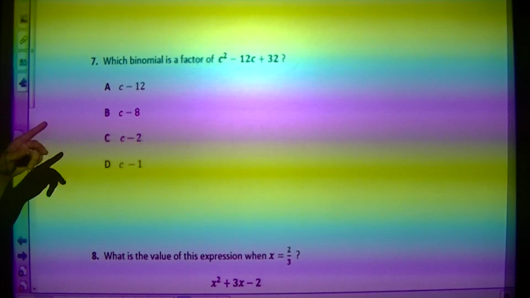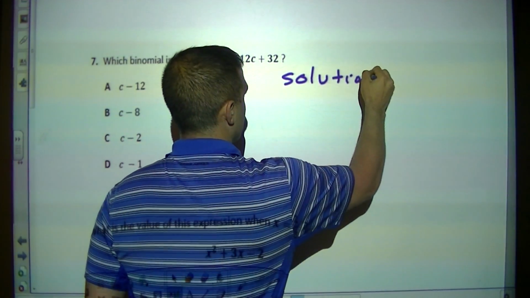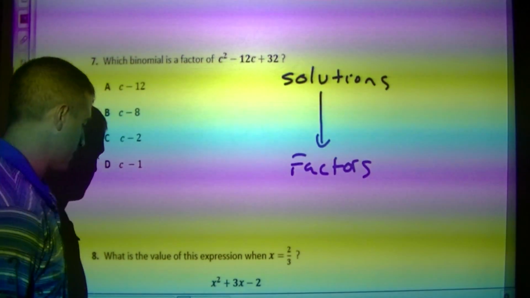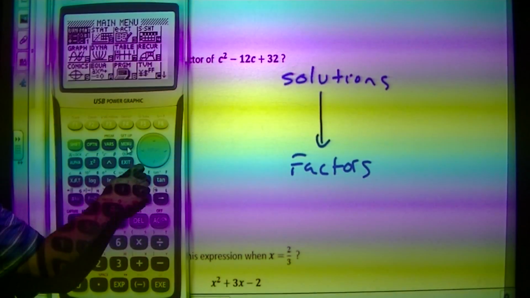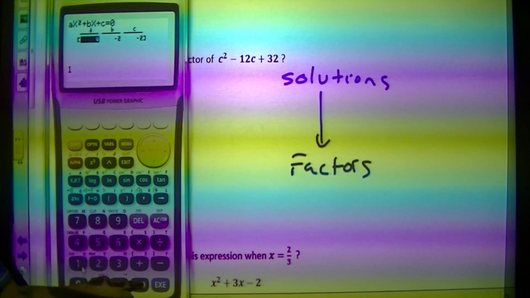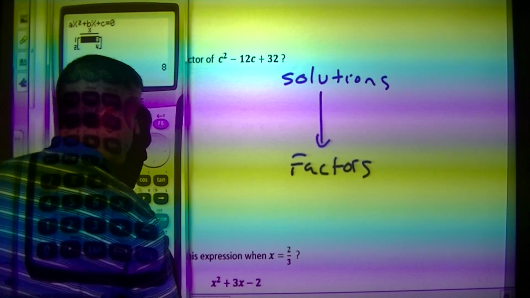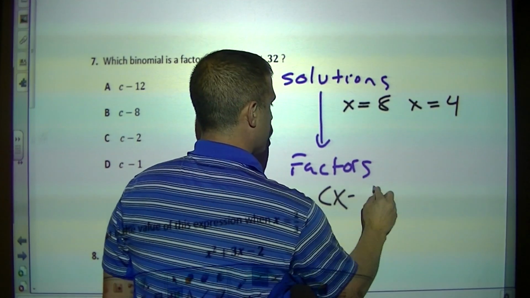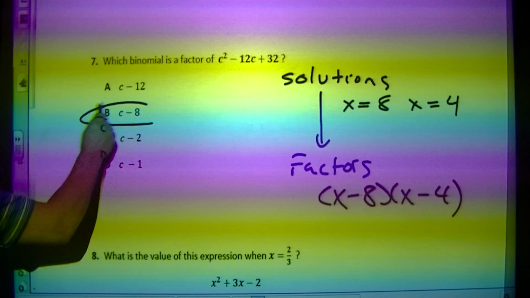Okay, moving on to number 7, which one is a factor? Once again, if I've got the solutions, I can convert to factors. Big concept for us. So what I should do here is go into menu, go to equal, polynomial, degree 2, 1, negative 12, 32. If I solve that, I get x equals 8 and x equals 4. But as factors, those would be x minus 8, x minus 4. So the closest selection to that is that.